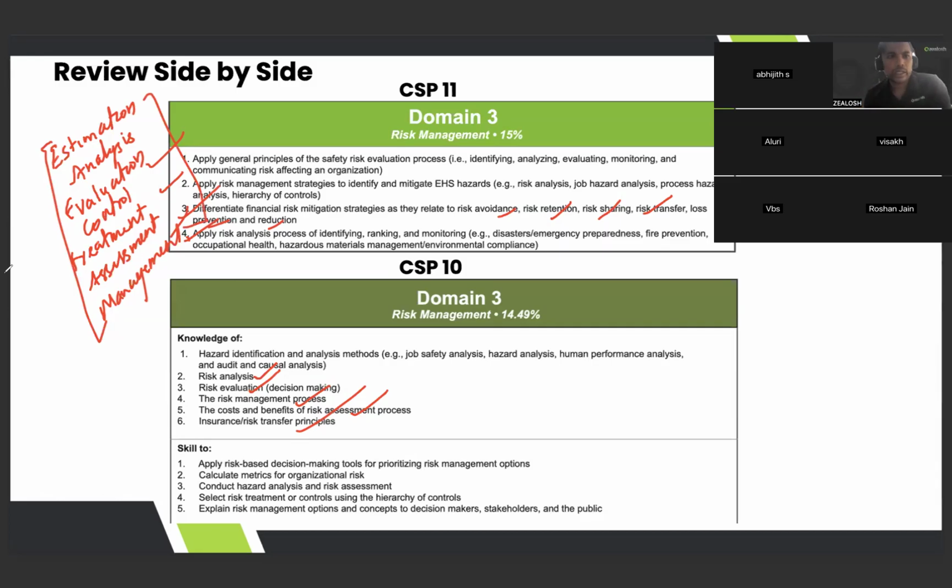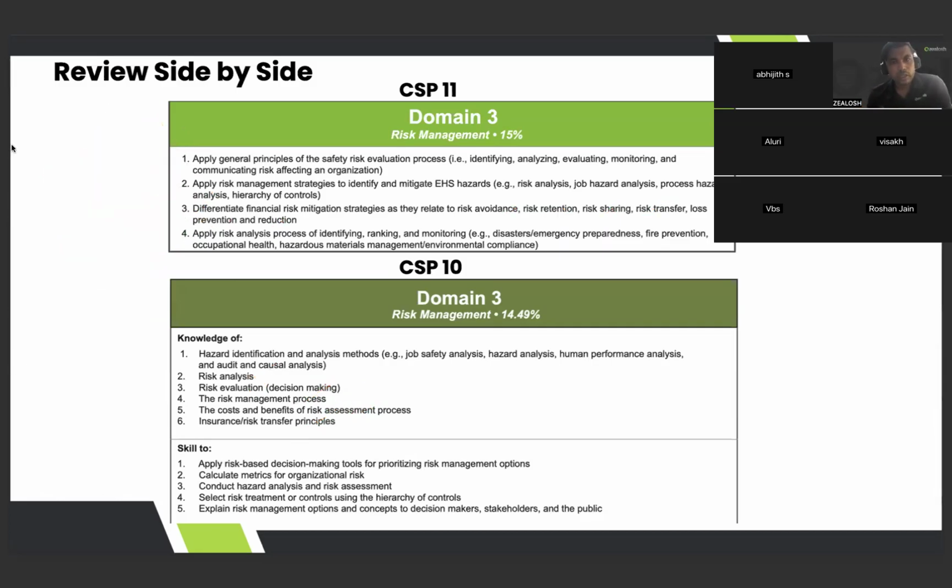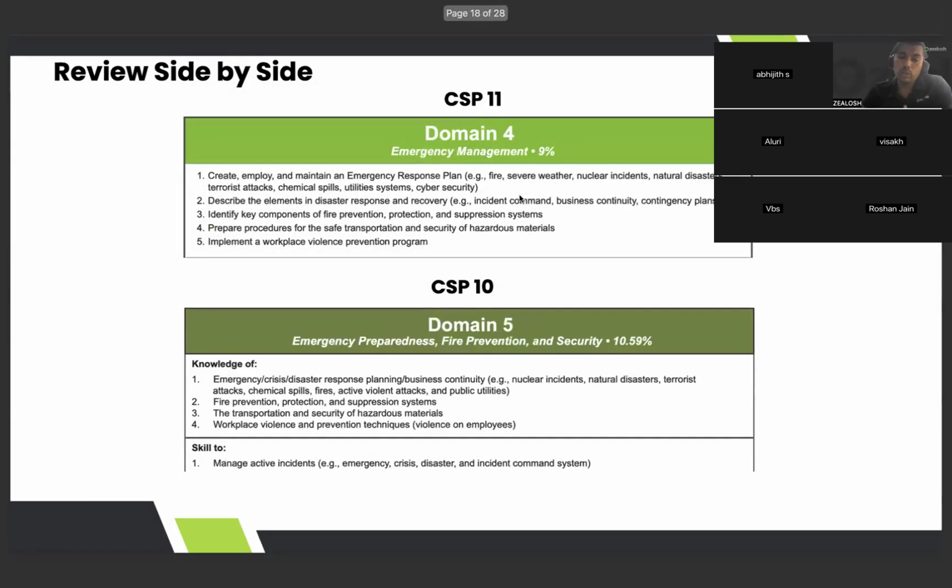Domain 3 is exactly domain 3. So 1, 2, 3 is done. Now if you see domain number 4, it is not there, which was split across 1 and 2. Now we will go to domain number 5 of the old blueprint, which was what? Emergency preparedness, fire prevention, and security.